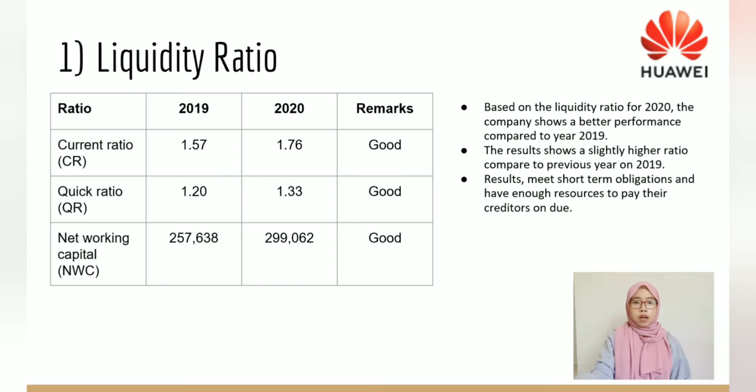Results show slightly higher ratios compared to the previous year, 2019. As a result, the company is able to meet short-term obligations and has enough resources to pay its creditors when due.